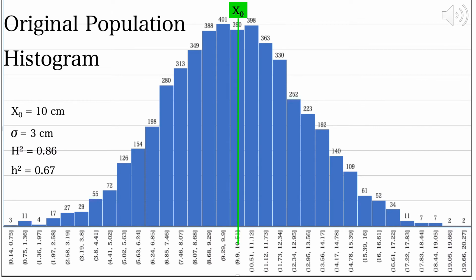I surveyed the entire population of pixies, around 5,000 individuals, and found that they had an average ear length of 10 centimeters with a standard deviation of 3 centimeters. A histogram of the original population can be seen on the screen and has a normal distribution. The broad sense and realized heritability of ear length is 0.85 and 0.67 respectively.